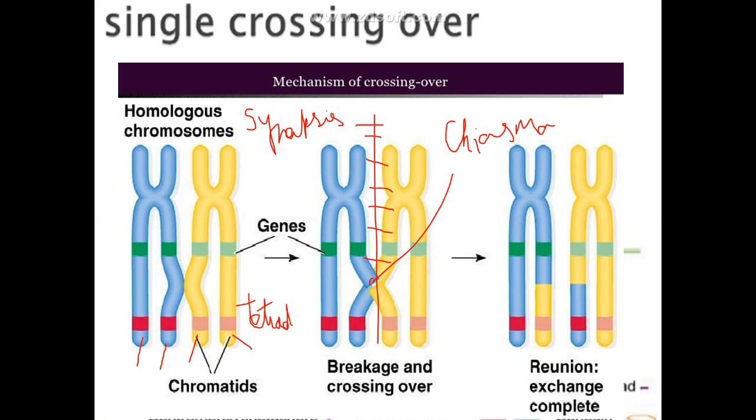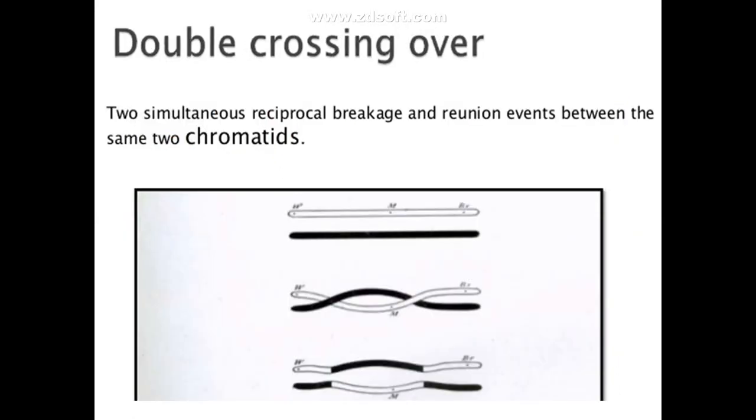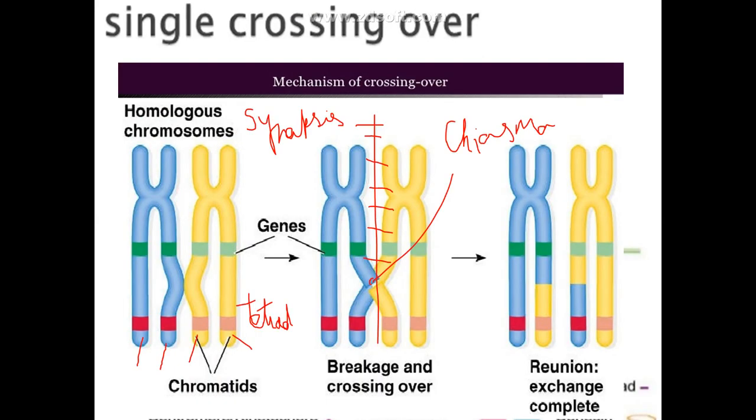Once the breakage and crossing over has occurred, you will end up with this type. You can see that a swapping of a portion of the chromosome has occurred. You can see this is the yellow portion and this is the blue one. So a reunion or exchange of the chromosome has occurred. This is called crossing over. There are different types of crossing over. Hopefully you have understood, these are called chromatids.